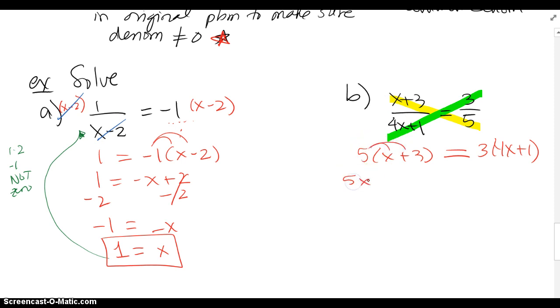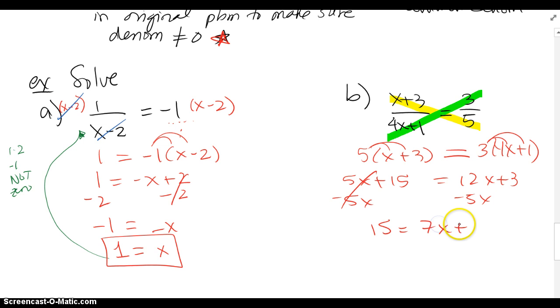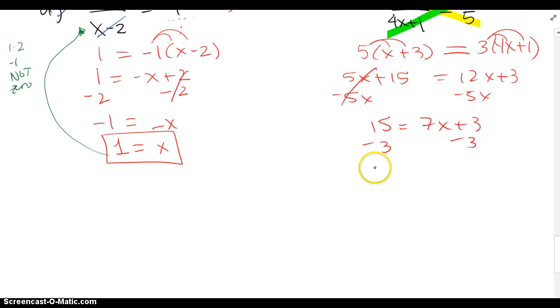Distribute: 5x plus 15, distribute: 12x plus 3. Get the x's on the same side. That's going to be 15 equals 7x plus 3. Subtract 3 from both sides. That's going to be 12 equals 7x. Divide by 7. And as of right now, we're thinking x is equal to 12 over 7.